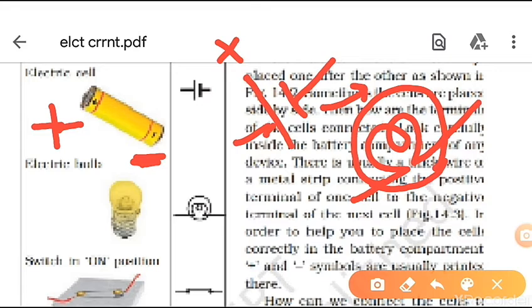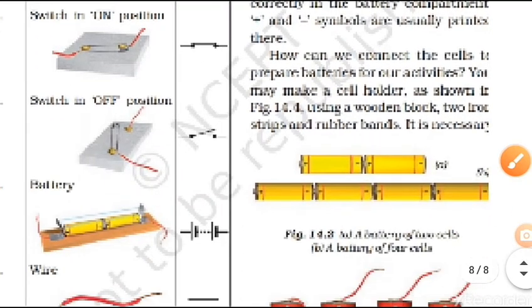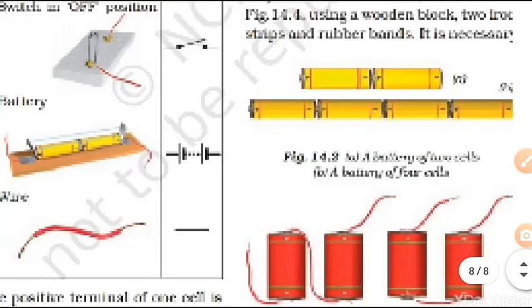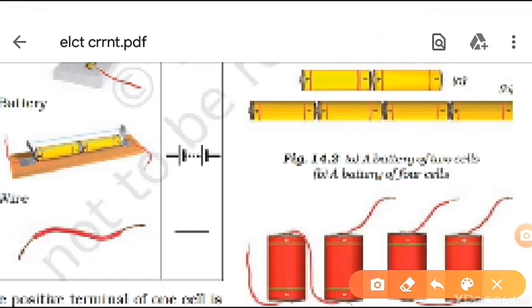Okay, next is the switch. When the switch is not pressed, it is not in the on position. So how to draw the switch in on position? By simply joining two dots. Here two dots are joined like this. So this is the symbol for a switch in on position. Next is the switch in off position. When a switch is in off position, you draw it like this here, and this one means it is not connected. There is some gap in between. So this is a switch in off position.